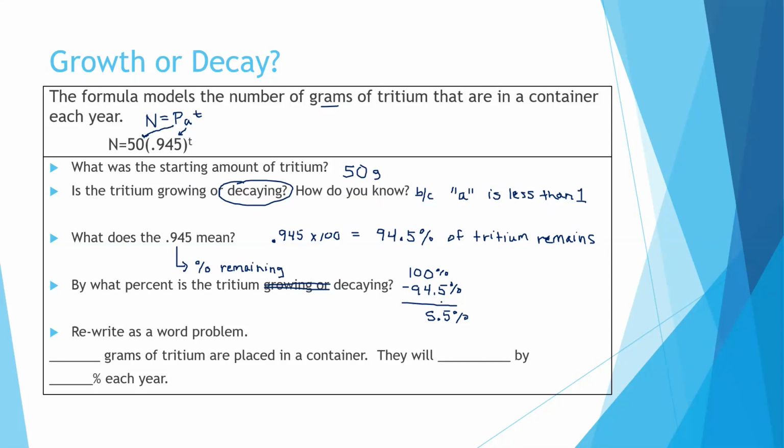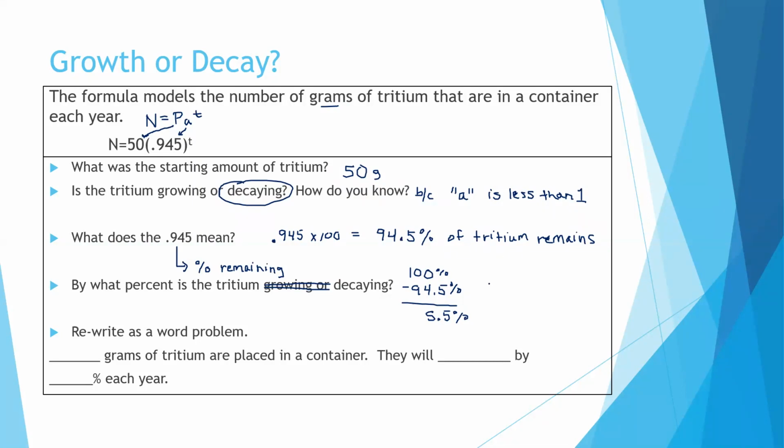So this is figuring out that it's different from 100 by 5.5%. Specifically, it would have started at 100. That's if it didn't grow or decay. 100% is that it would stay exactly the same. And 94.5% is left, so that means 5.5% decayed.